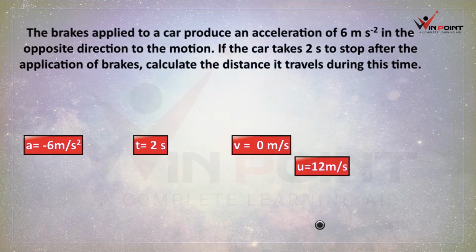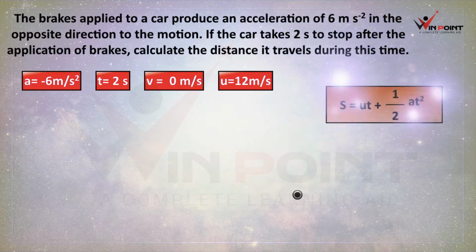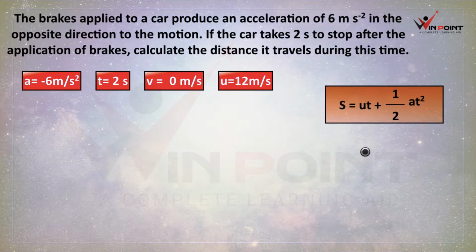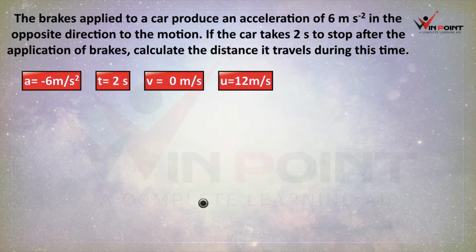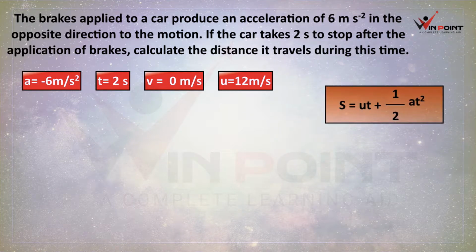Now we have all the values. Which equation can we use now? S equal to ut plus half at square. We are using the equation S equal to ut plus half at square. Instead of U we can use 12 meter per second. Instead of A we can use minus 6 and T is 2 seconds.